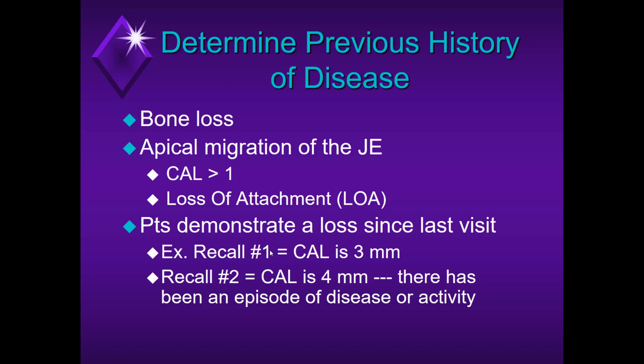Apical migration of the junctional epithelium, so a CAL greater than 1, which we call loss of attachment, is a history of perio. The other is if a patient demonstrates loss since their last visit. For example, if a patient has a CAL of 3 and then the next visit they have a CAL of 4, we know that they've had active disease in between the two visits because they've had 1 millimeter loss of attachment in between visits.